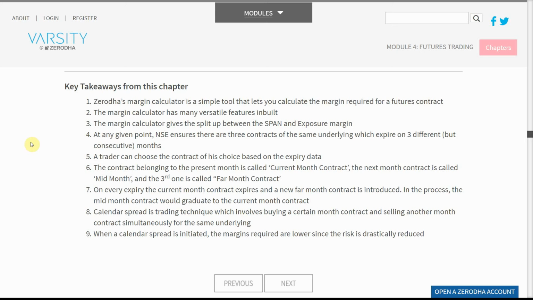The contract belonging to the present month is called the current month contract. The next month contract is called the mid-month. And the third one is called the far month contract. On every expiry, the current month contract expires and a new far month contract is introduced. In the process, the mid-month contract would graduate to the current month contract. Calendar spread is a trading technique which involves buying a certain month contract and selling another month contract simultaneously for the same underlying. When a calendar spread is initiated, the margins required are lower since the risk is drastically reduced.